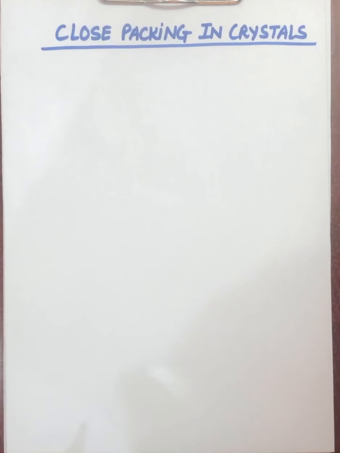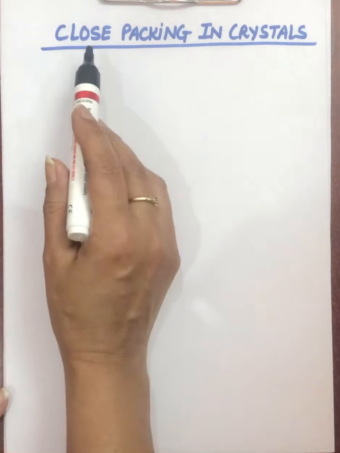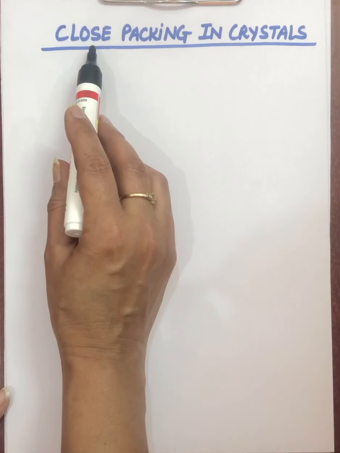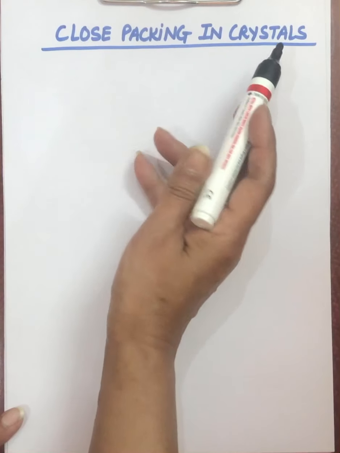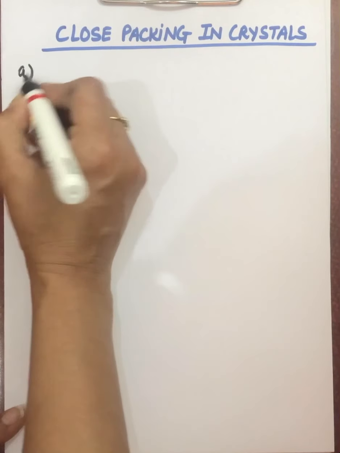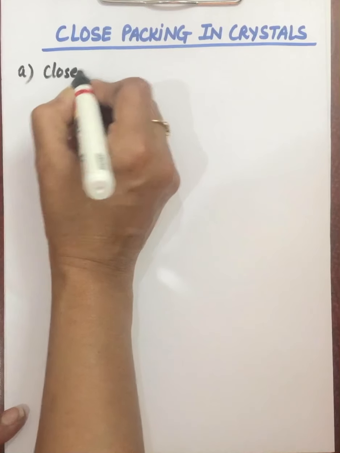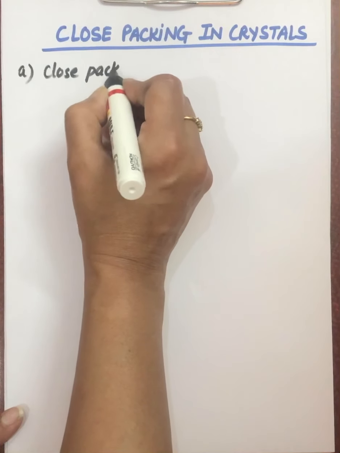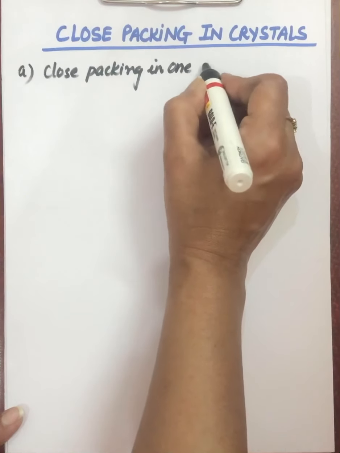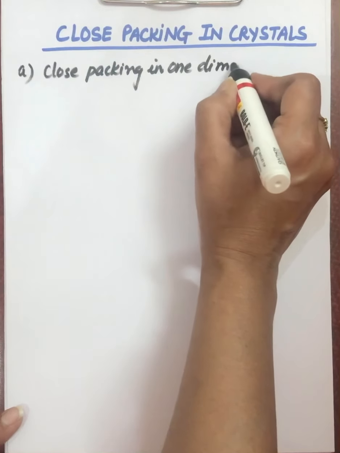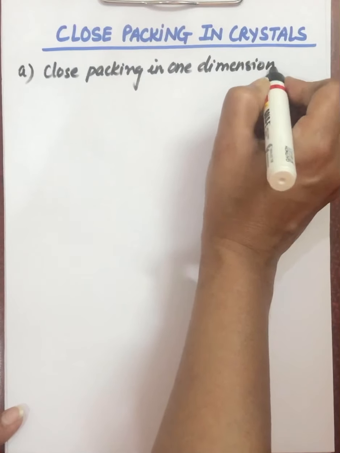Next topic in solid states is close packing in crystals. When particles of crystals are packed as close as we can pack them, that is called close packing in crystals. To understand this topic, first we are taking close packing in one dimension, and then we'll extend it to two dimensions and then to three dimensions.